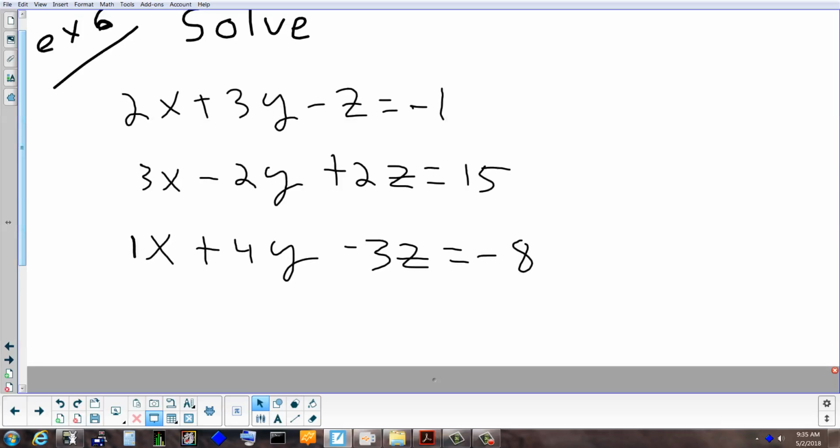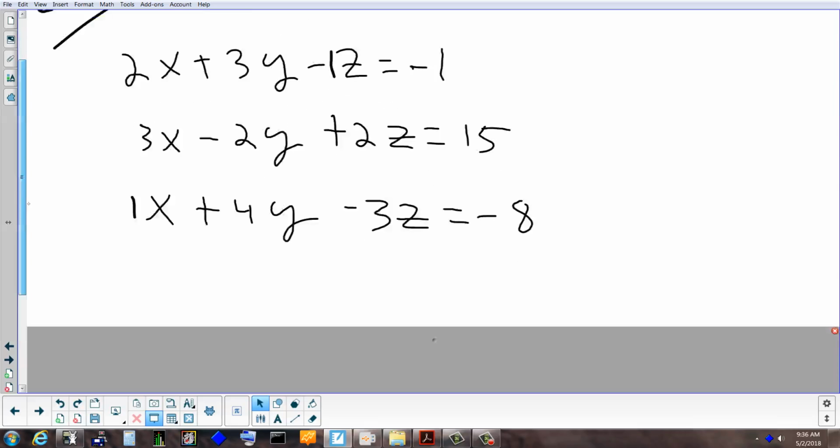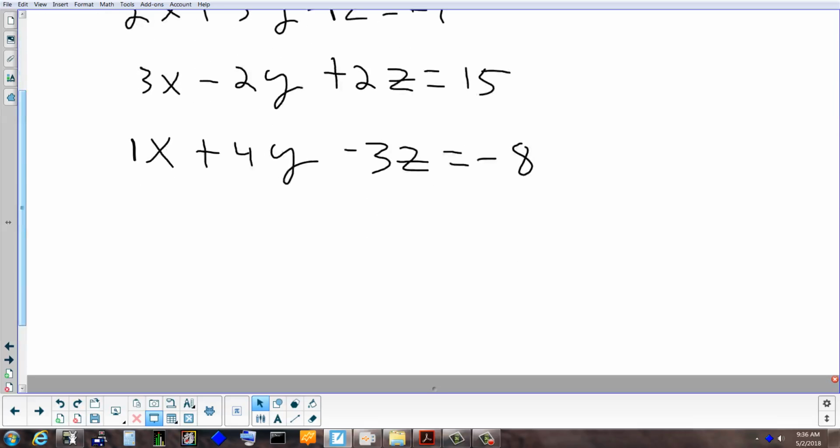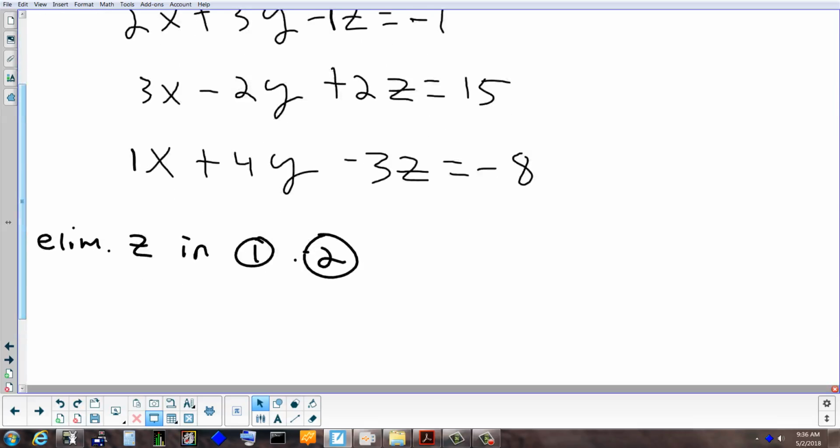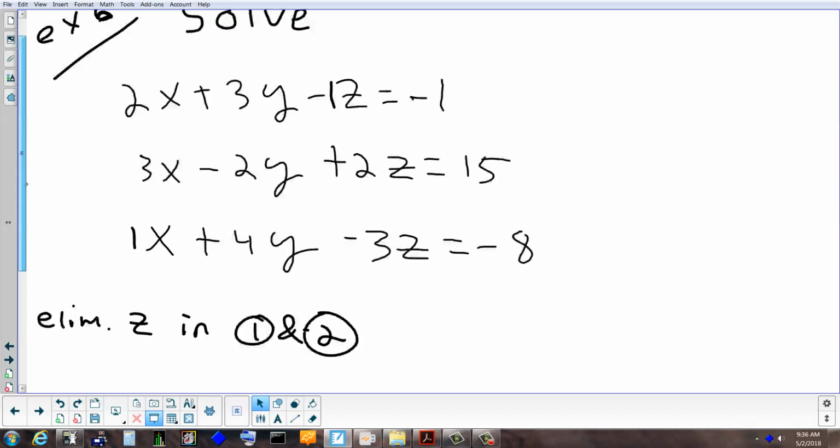Okay? You could do the first two and solve for z. And that's also fine too, because technically you've got a 1 right there. So it's going to be pretty easy to get rid of z in a couple equations. Right? So let's do the first two, and we're going to get rid of z. So I'll just write what we're doing. Eliminate z in the first two equations. Equation 1 and equation 2.